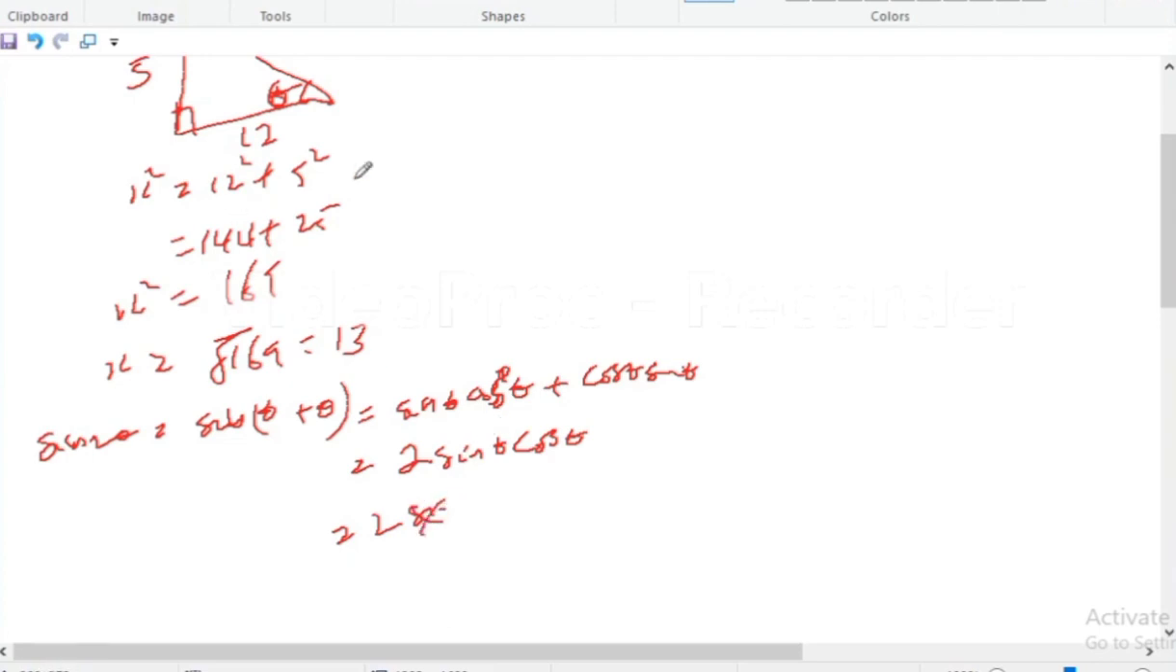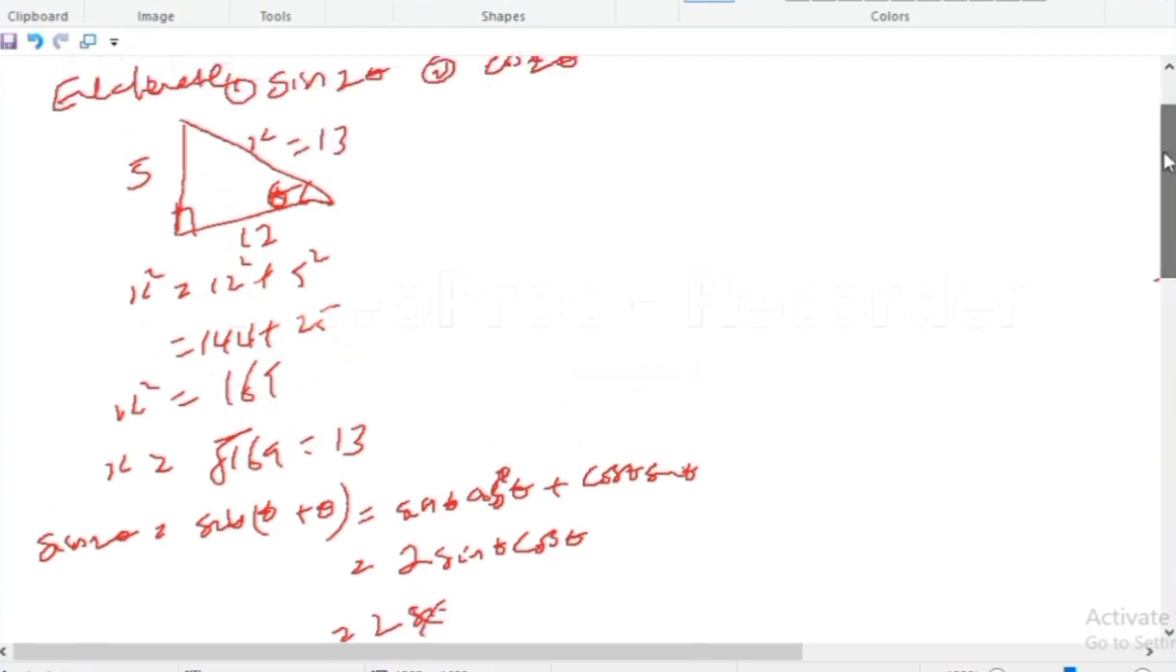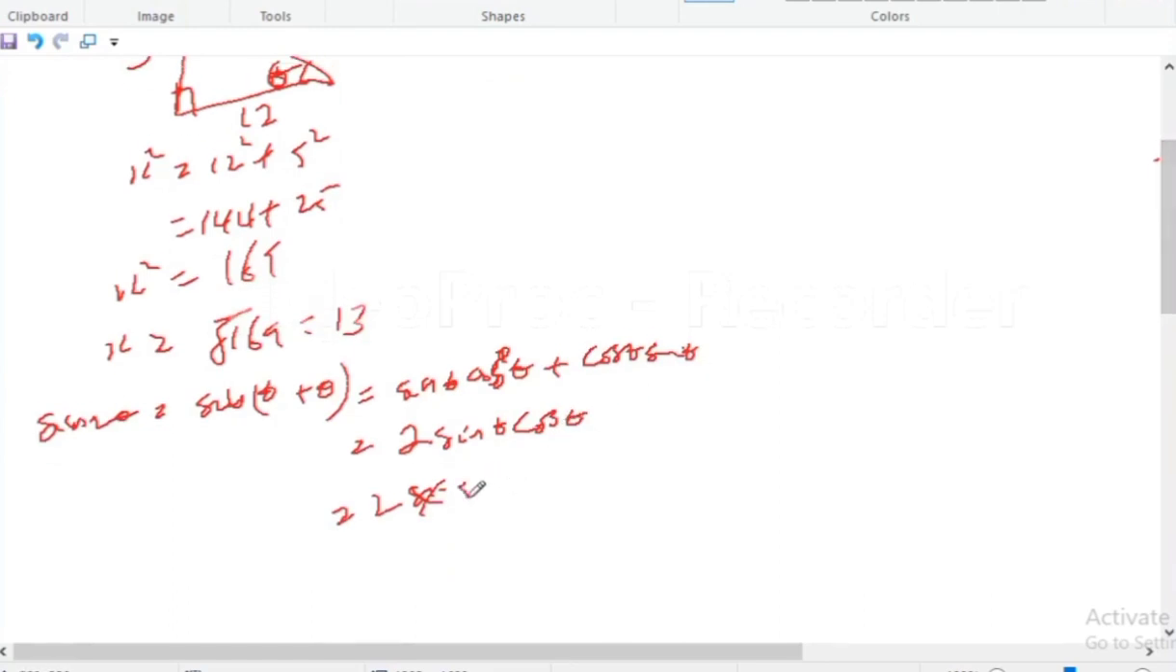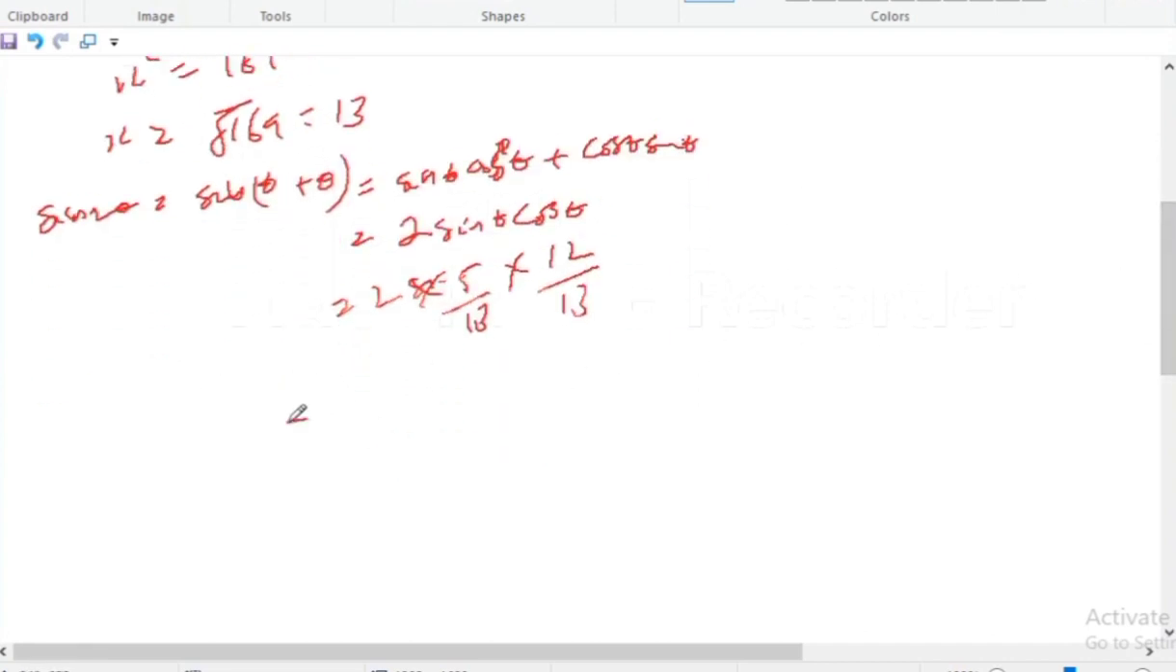So you can substitute. What is sin theta? Sin theta here is opposite over hypotenuse. That's 5 over 13. What is cos theta? Is 12 over hypotenuse. That's 13. So multiply this one together, 5 times this, so you have 120 divided by 169. So that's the answer.